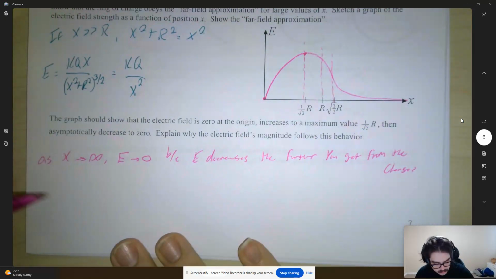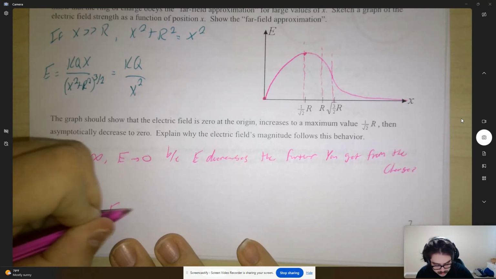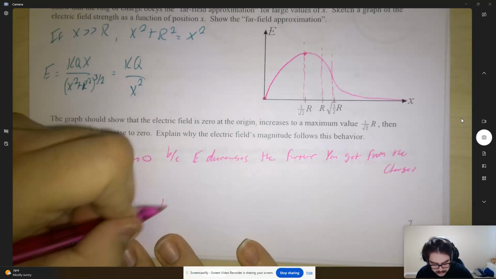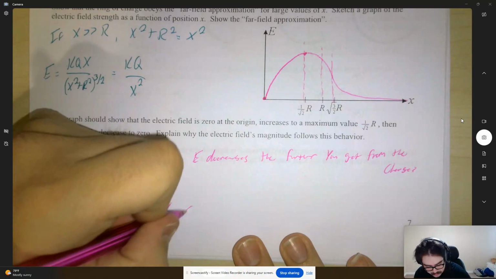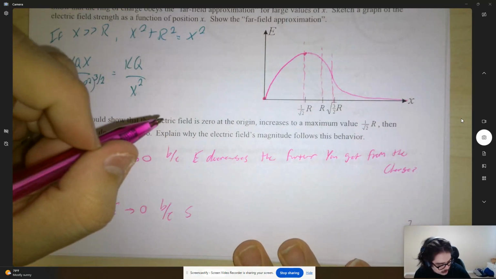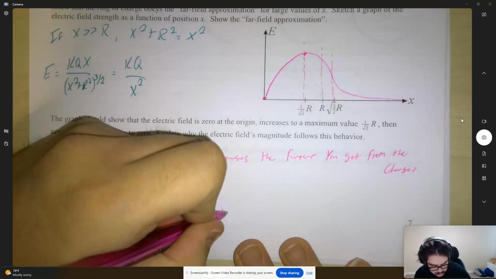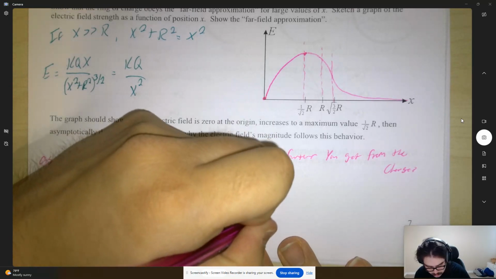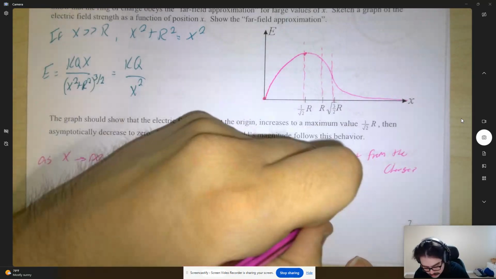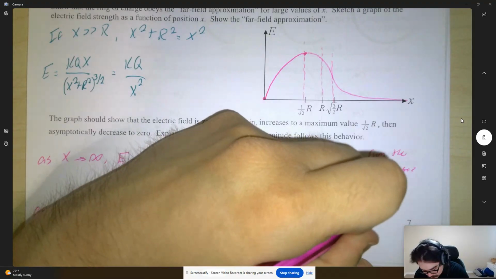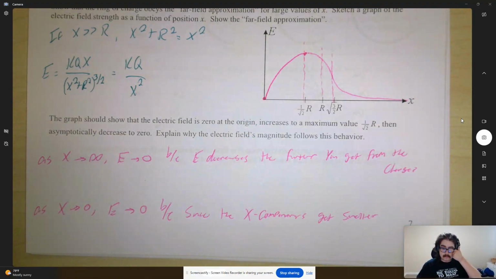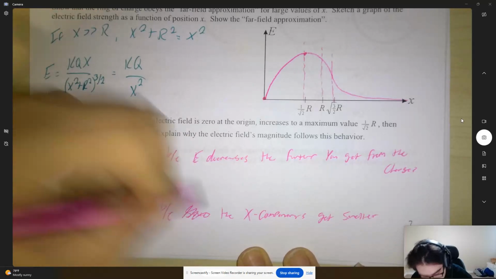Additionally, as x approaches 0, E must also approach 0 because the x components get smaller, and the y components are all going to cancel out.